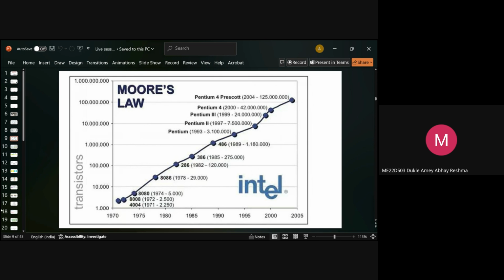You can see from 1971, the transistors in the 4004 microprocessor were 2250. In 2004, in the Pentium 4 microprocessor, the number of transistors was 12 crore 50 lakh. The number of transistors has been doubling, and now it is being said that because development in micro photolithography is so fast, Moore's law has been obeyed till now, but it might not be obeyed in the near future, with the advent of AI and all those things. So this is an important law.